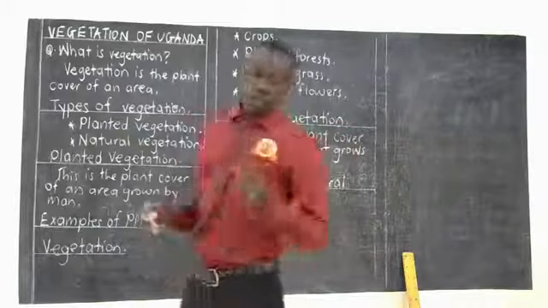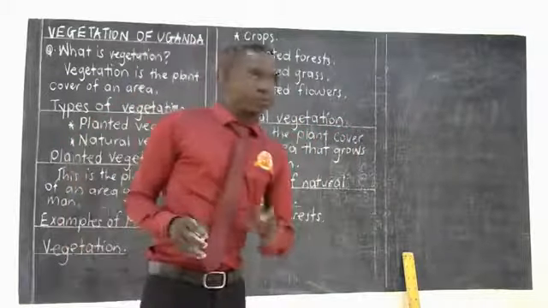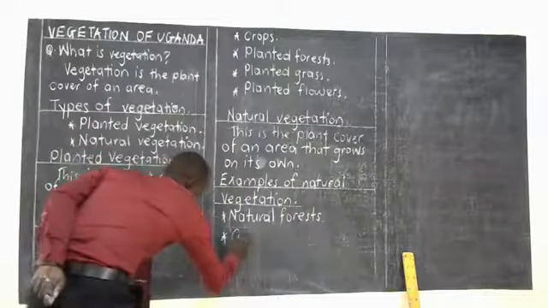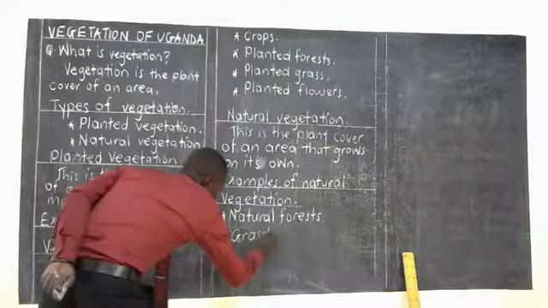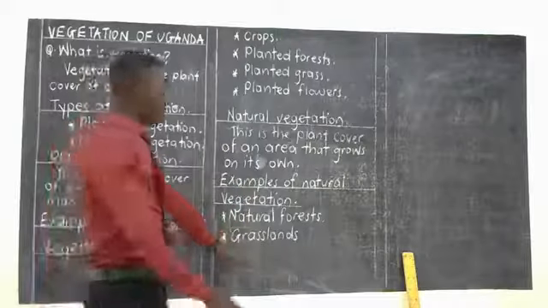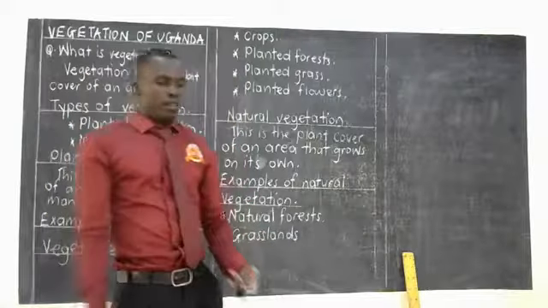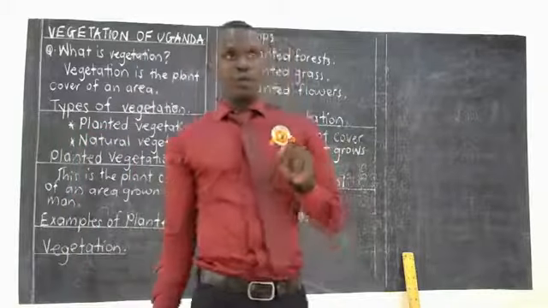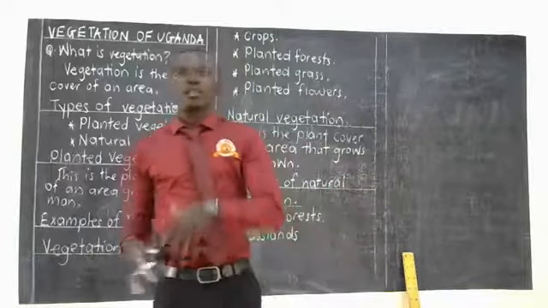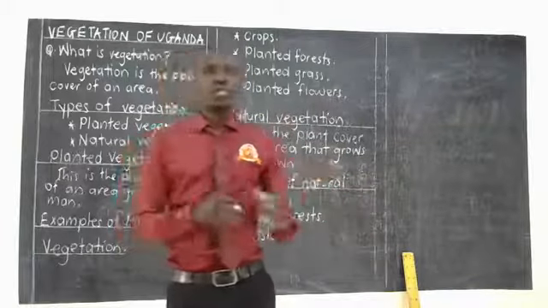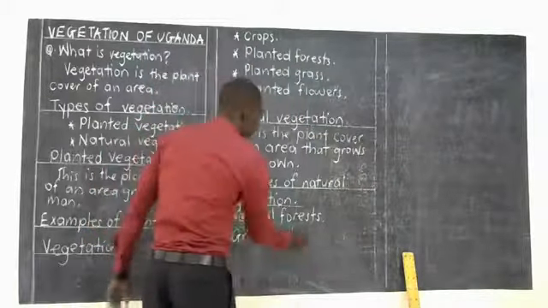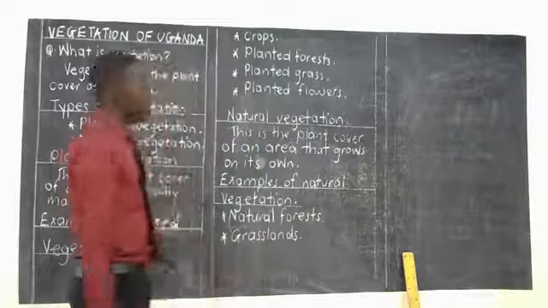Another one is grasslands. Grasslands grow on their own. We have grass that is short and tall, and amidst them we have a few scattered trees. We call that area grassland, and grassland grows on its own. We shall look at grasslands in detail as we continue with this topic.